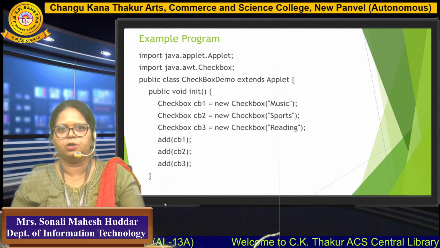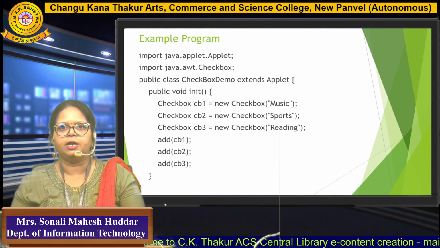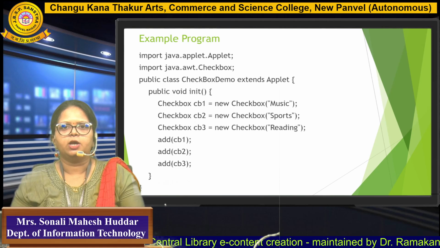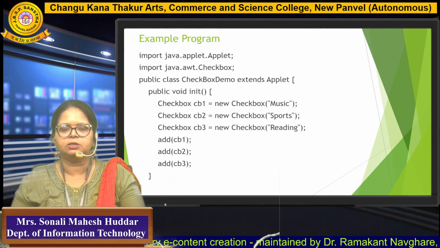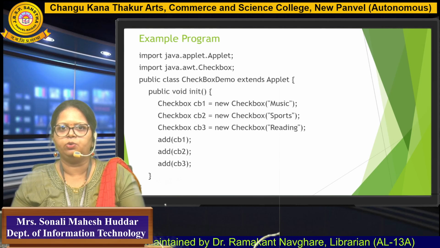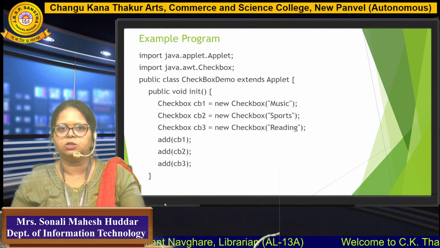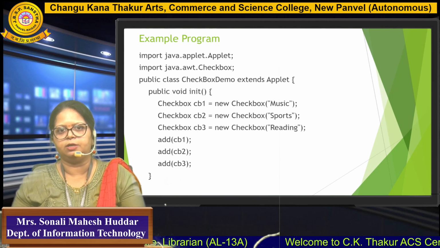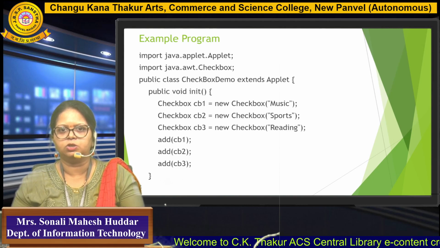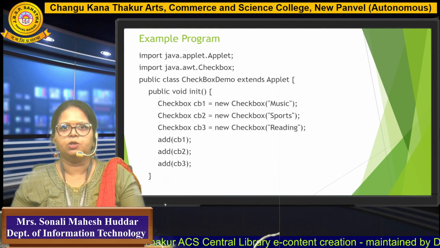Just consider one simple program on this. Here you are going to import the Applet class first, then the Checkbox class. Then you are writing this CheckboxDemo class by extending the Applet class. Then you are writing the init method of your applet class. Inside that init method you are declaring three checkboxes. Checkbox cb1 is equal to new Checkbox(music). Checkbox cb2 is equal to new Checkbox(sports). Checkbox cb3 is equal to new Checkbox(reading). And you are just going to add those cb1, cb2 and cb3 checkboxes to the applet. So in this way you are providing this choice menu for the user.